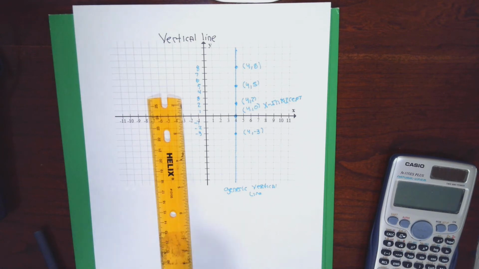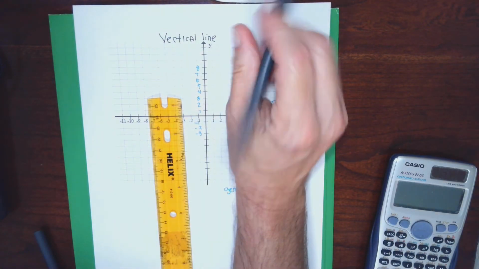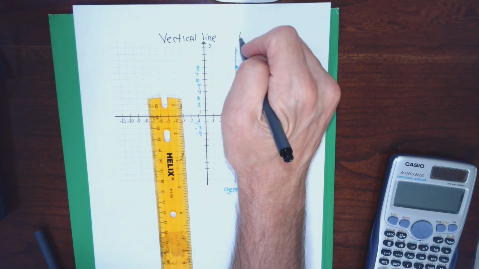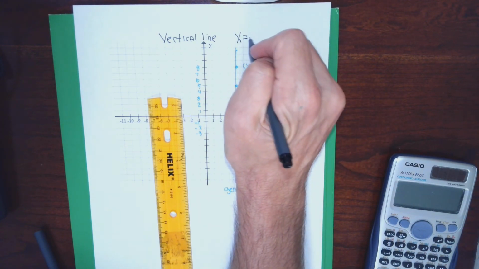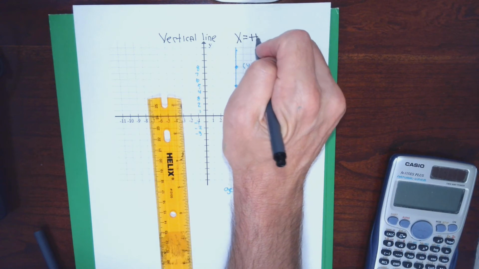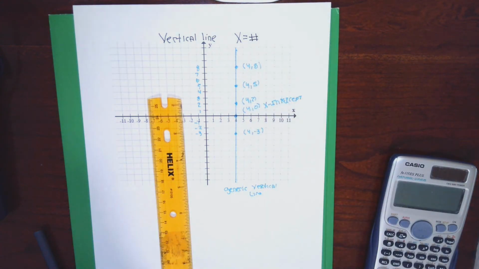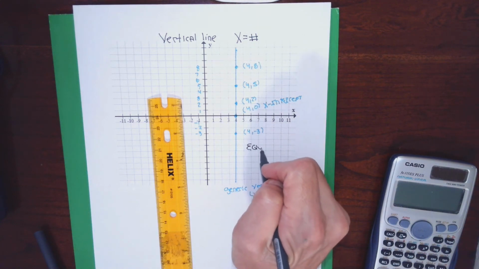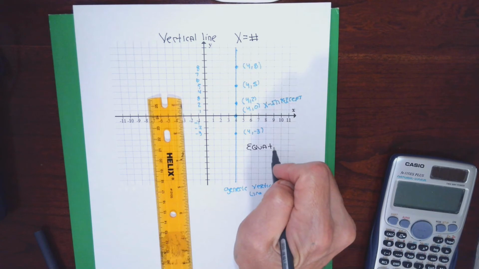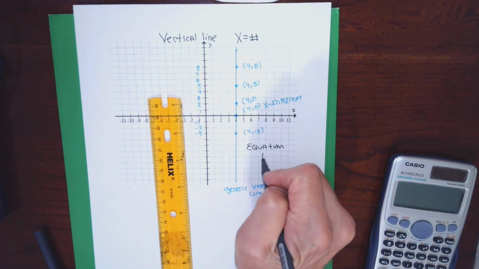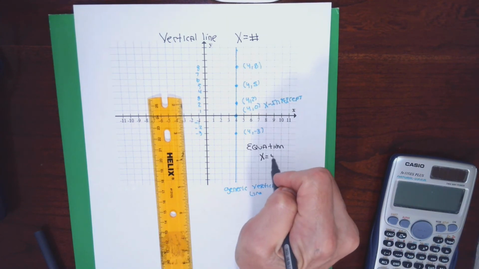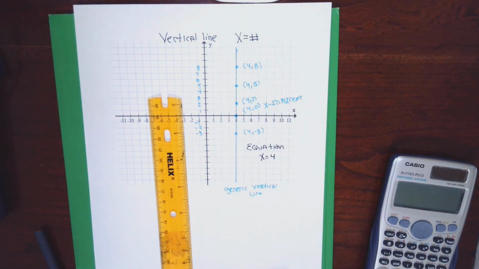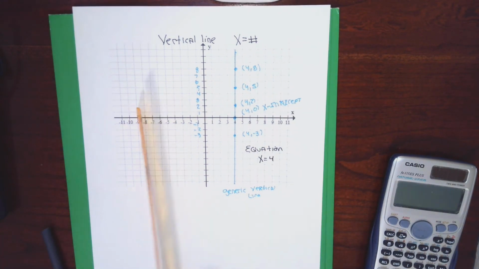Vertical lines don't have y's in their equation. All vertical lines can be written as x equal to some number. And the equation of the generic vertical line that I just drew is x = 4. It's perfectly named because when I look at the points, every point has a 4 for an x. So this is important.